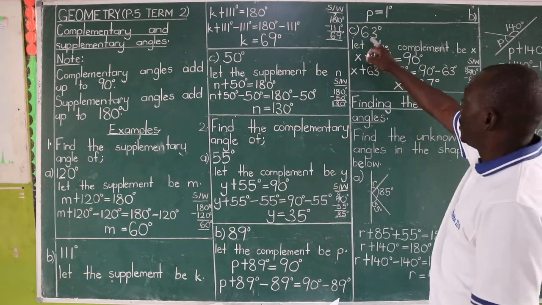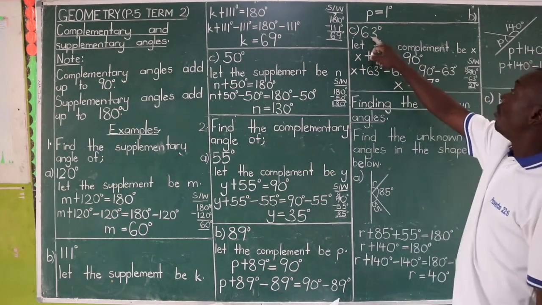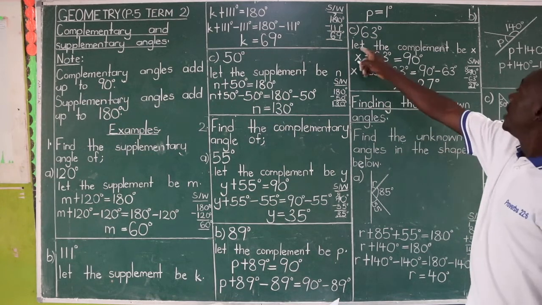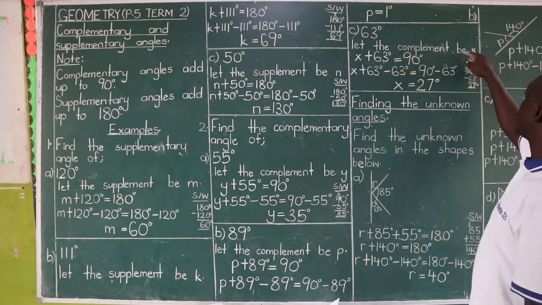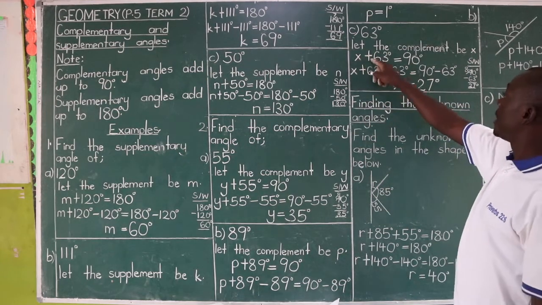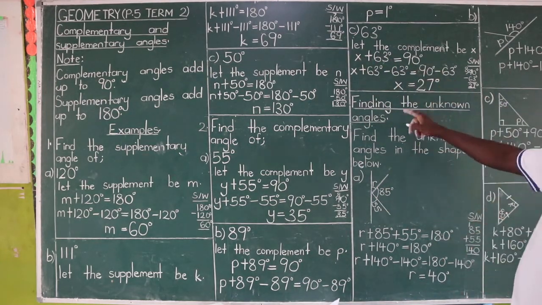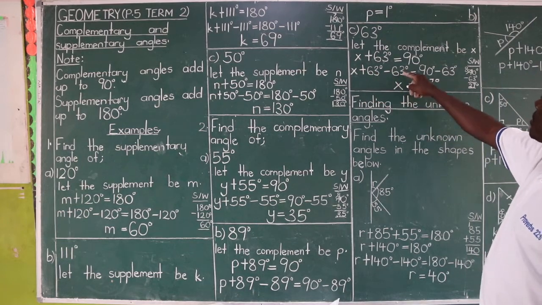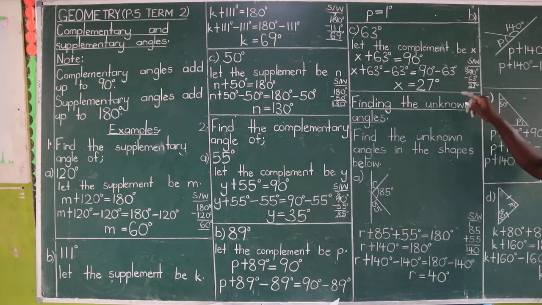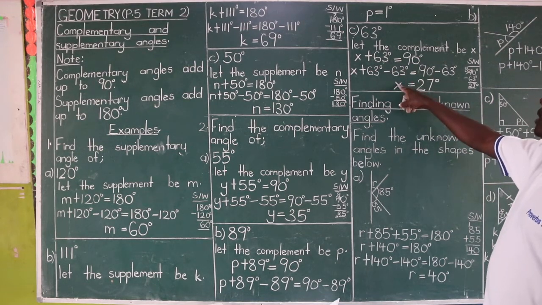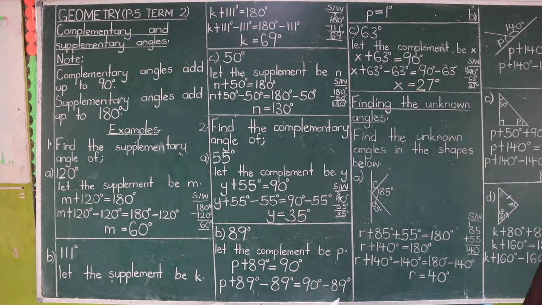As we look at part C, find the complementary angle of 63 degrees. You say, let the complement of that 63 degrees be x. You say x plus 63 degrees equals 90 degrees. Then continue and say x plus 63 degrees minus 63 degrees equals 90 degrees minus 63 degrees. Subtract accordingly, and you get 27 degrees. Therefore, the complementary angle to 63 degrees will be 27 degrees. And that is all about complementary and supplementary angles.